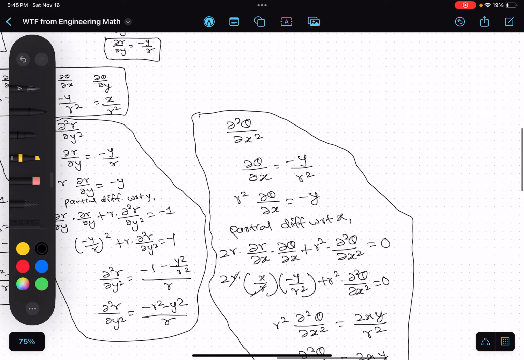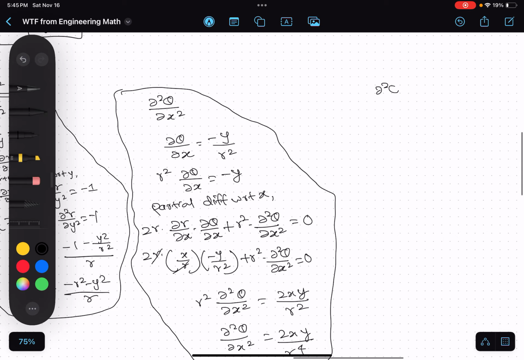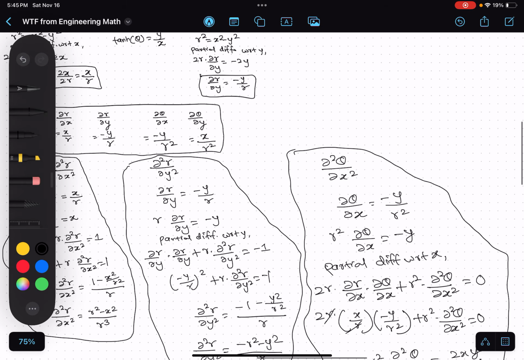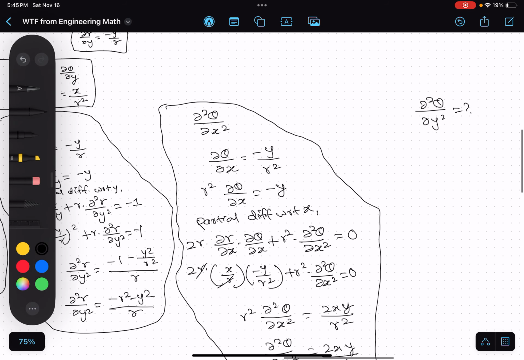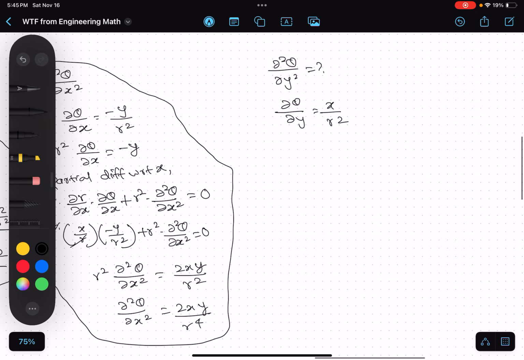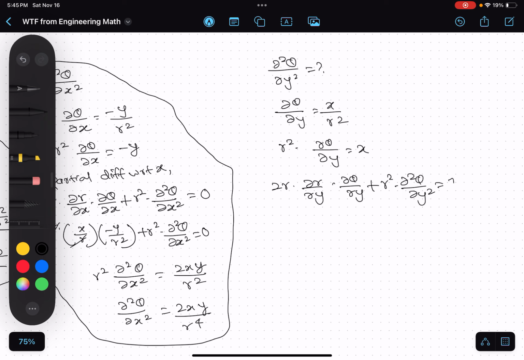So okay, now for the last one, we need to find partial square theta by partial y square, right? We know that partial theta by partial y is x by r square. Let me take r square to the other side. So r square times partial theta by partial y is equal to x. Now we know that r depends on y. This is 2r times partial r by partial y times partial theta by partial y plus r square times partial square theta by partial y square is just 1, right?